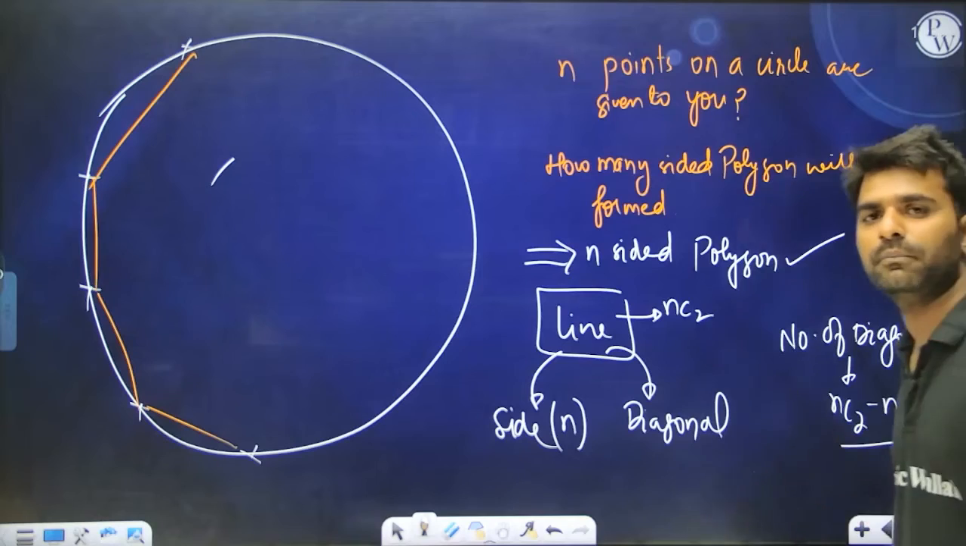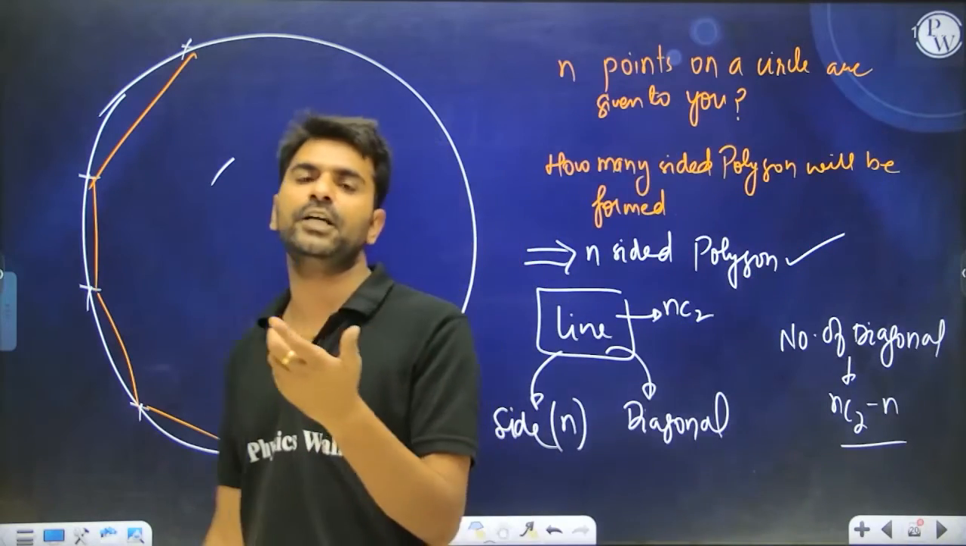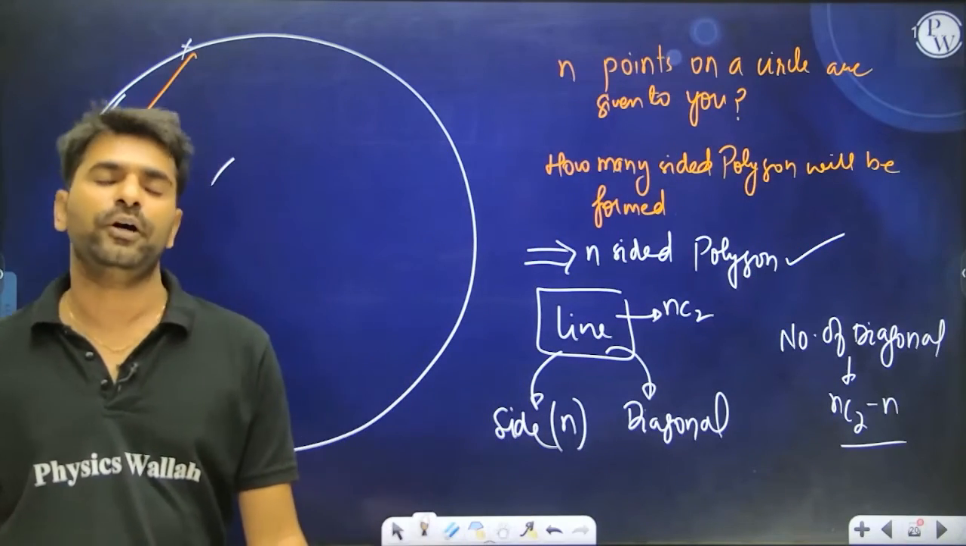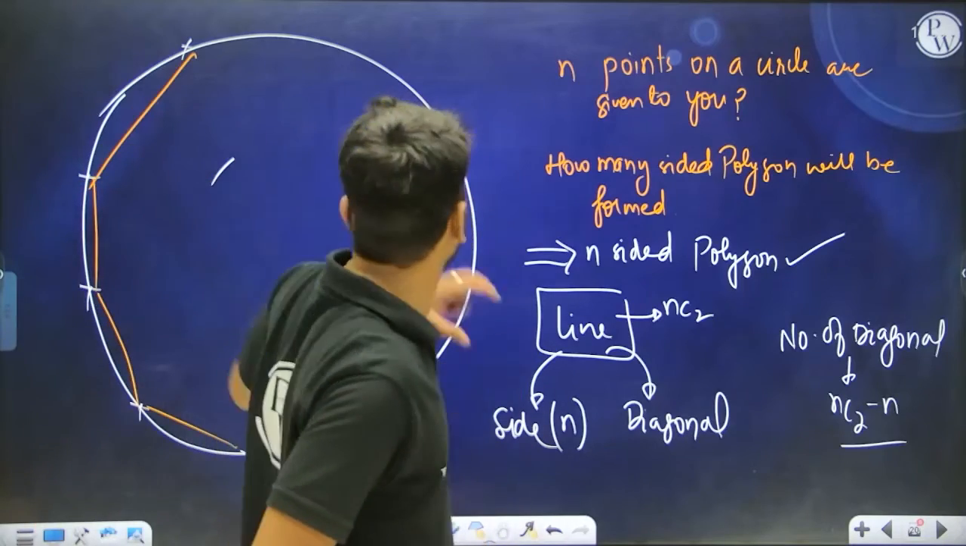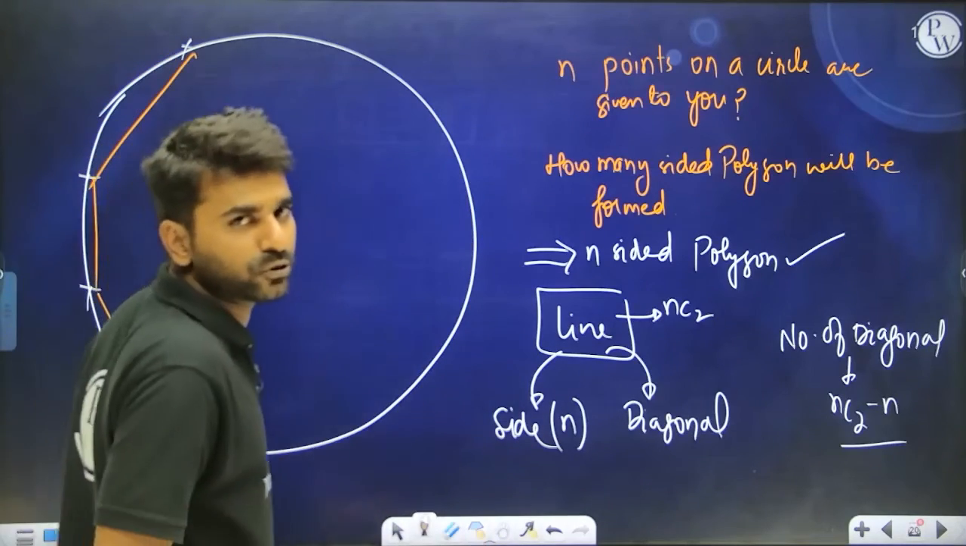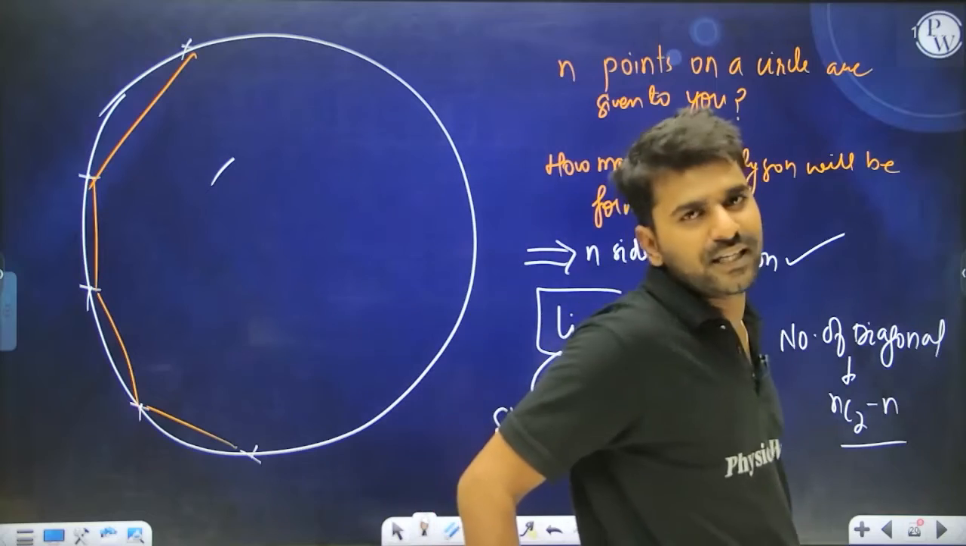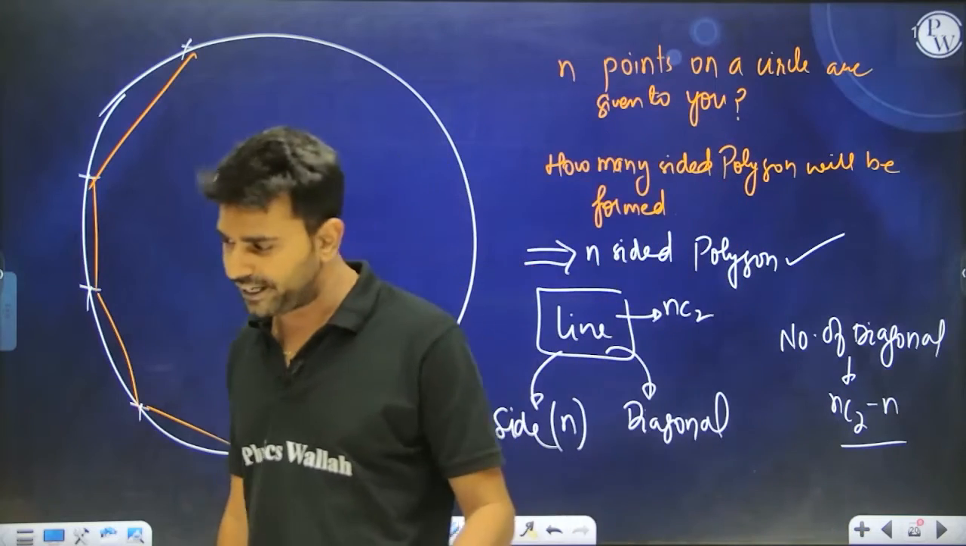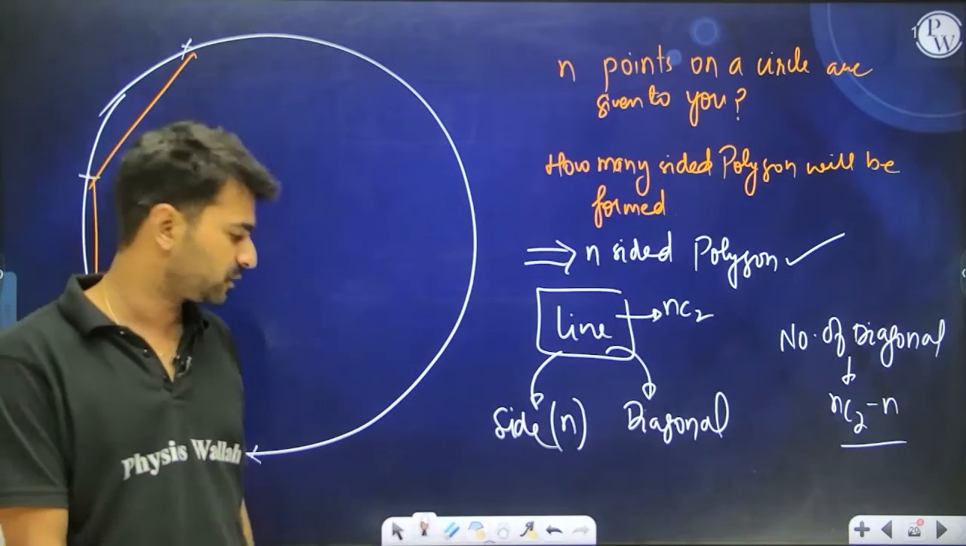So this many total number of diagonals will be formed. A diagonal is what? A diagonal is formed by joining any two non-adjacent points, because if you join adjacent points you will get a side, yes or no? Yes. So the number of diagonals in that case will be nothing but nC2 minus n.